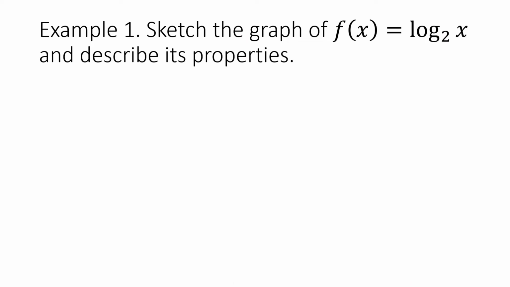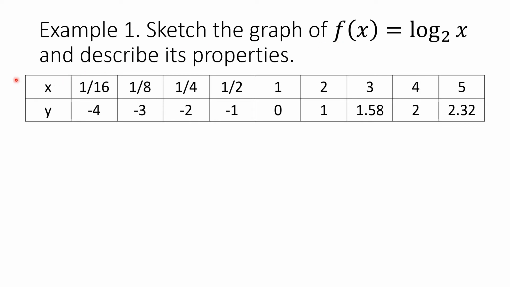Example 1. Sketch the graph of f of x equals logarithm of x to the base 2 and describe its properties. In order to sketch the graph of any equation, we need first to prepare a table of values for x and y. So this is the table of values for this equation. We'll assign first values to x, as we have learned from the previous lesson, especially in solving logarithmic inequalities. The anti-logarithm is always positive. Since the anti-logarithm in this function is x, we have to see to it that the x values are all positive numbers.